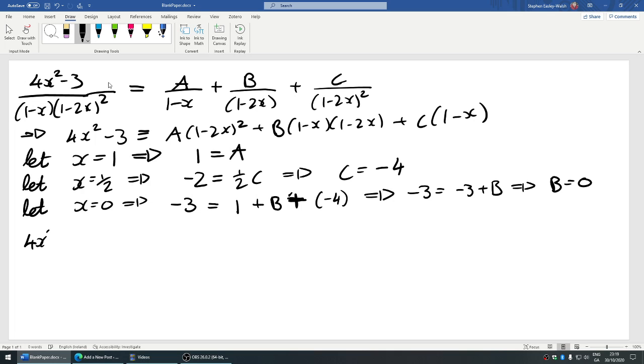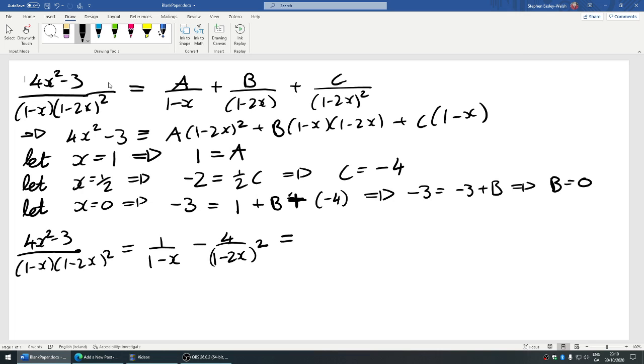So our (4x squared minus 3) over (1 minus x)(1 minus 2x) squared is equal to A, which is 1 over 1 minus x, plus C, which is minus 4 over (1 minus 2x) all squared, which is equal to, the Maclaurin series for that is well known. You can get it by long division as well. It's 1 plus x plus x squared plus x cubed, etc.